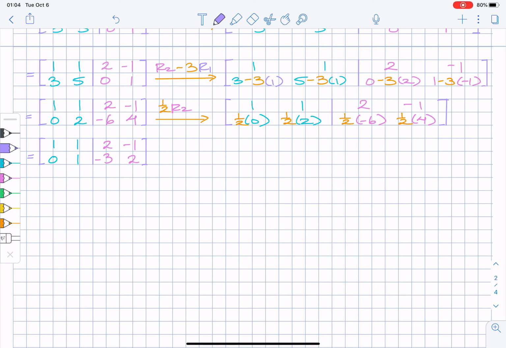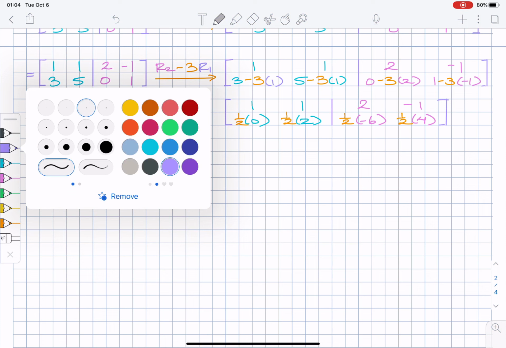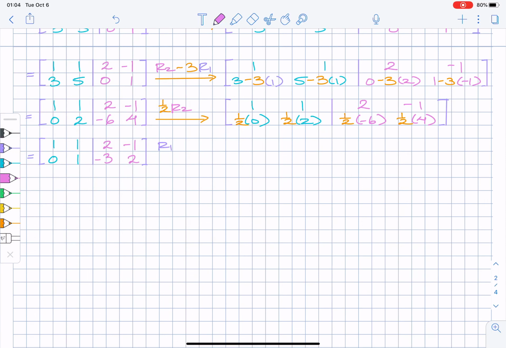And it looks like I'm just one step away. So I claim that if I do row 1 minus row 2, that'll get me the 0 in that last spot. So row 1 minus row 2, augment, row 1 minus row 2. Okay, and row 2 is just 0, 1, -1, 2.